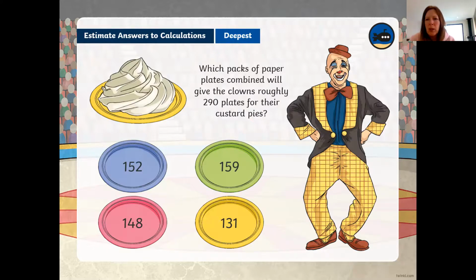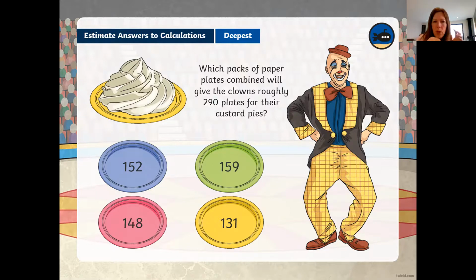Paper plates, everybody likes a good custard pie in the face, don't they? So which packs of paper plates combined will give the clowns roughly 290 plates for their custard pies? That's a lot of custard pies to be throwing in people's faces, but that's what they're wanting. So which combination is going to give us roughly 290?